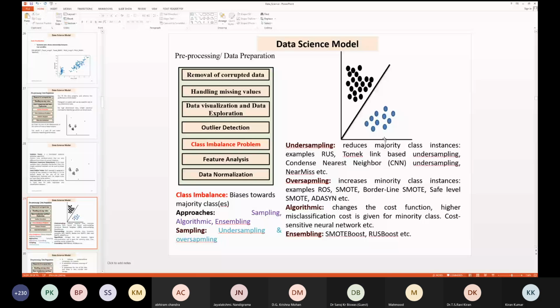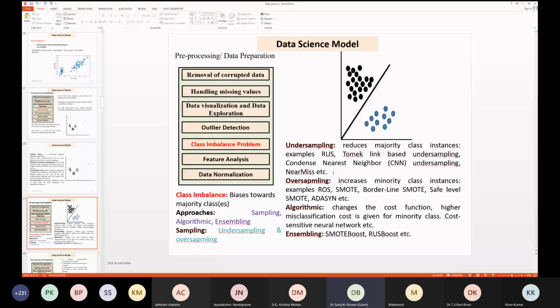So how can we do it? There are a number of undersampling techniques, and the people who are working there, the data scientists, are very keen in this area. So a number of algorithms are there: random undersampling, Tomek link based undersampling, condensed nearest neighbor undersampling, NearMiss, and other undersampling methods. These are very old, right? There are a number of new algorithms too, and people who are working in data science are working on them.